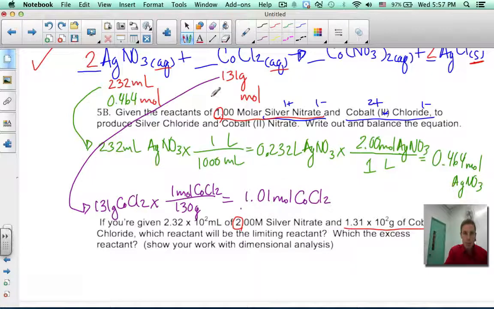So now I take that number, I plug it in right here, 1.01 moles of this reactant. Now it's saying which one's the limiting reactant, which one is the excess reactant. Well, just like we've done in our other problems, we're going to take the amount of moles that we were given, that we calculated through our calculations right there, and we're going to convert them into one of the products. I'm going to convert them into the precipitate.